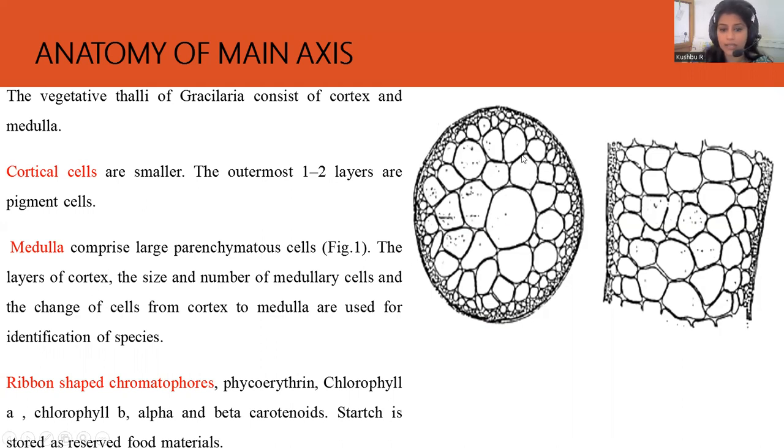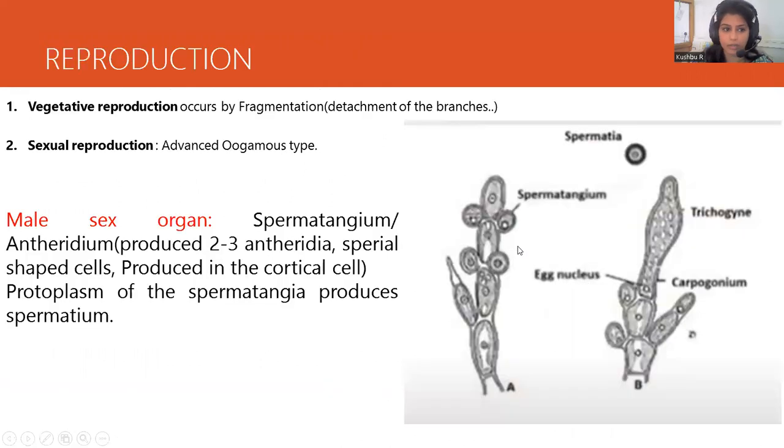The medulla is the centermost part of the main axis, which has loosely arranged parenchymatous cells, helping in better conduction of water and mineral nutrients.